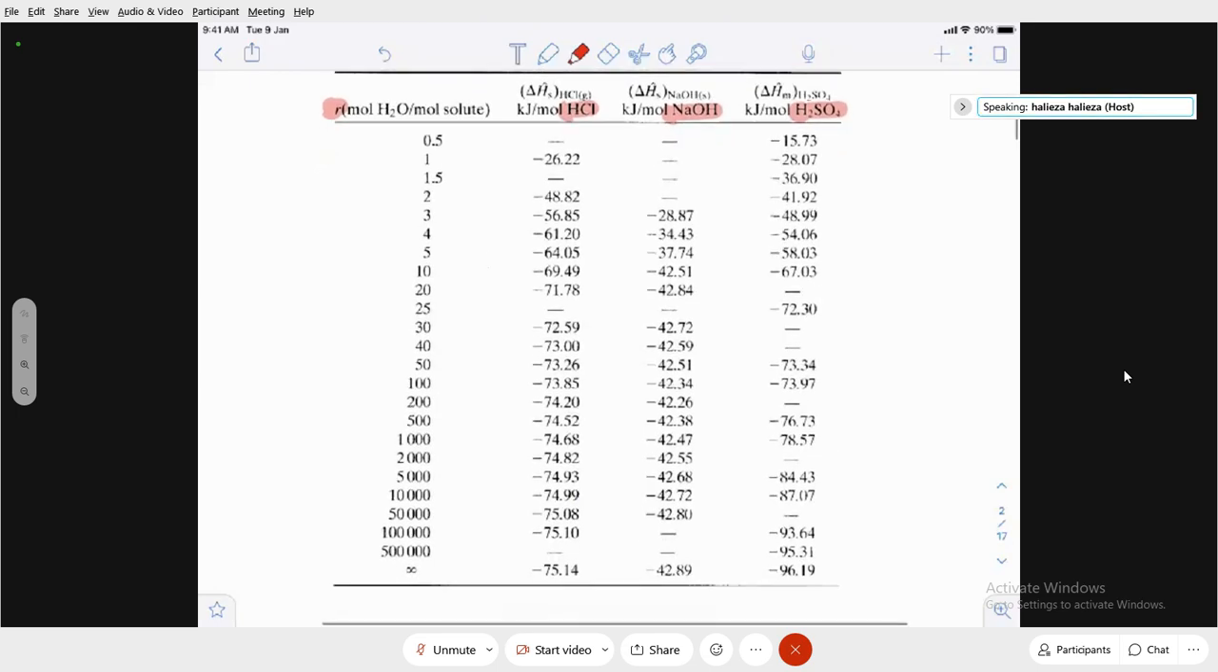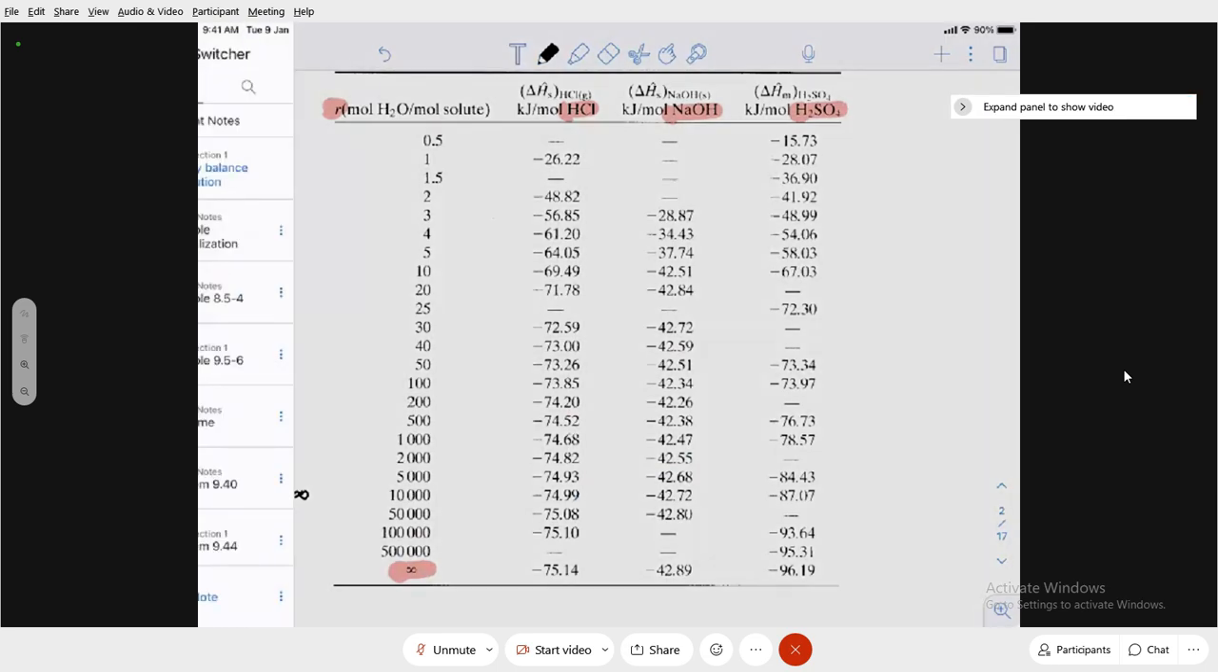If you take note, at the very bottom there is an infinity value of R, meaning that your solution has an infinite volume of water. The amount of solute is very, very little. So when you want to find that heat of mixing or solution, you have this superscript infinity, implying that there is so much of your solvent compared to your solute. So the value is at the very bottom. You can get that from this table, and also from appendix B1.